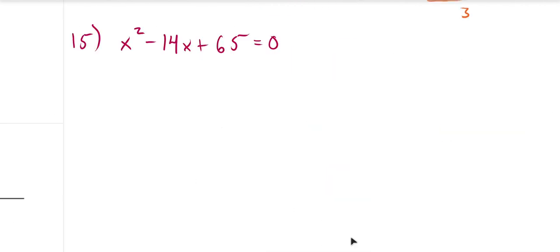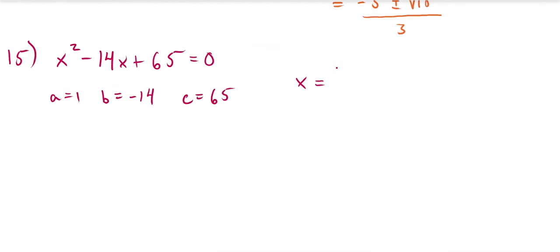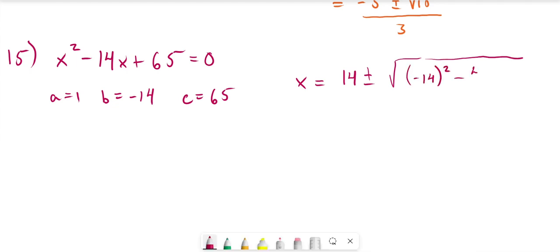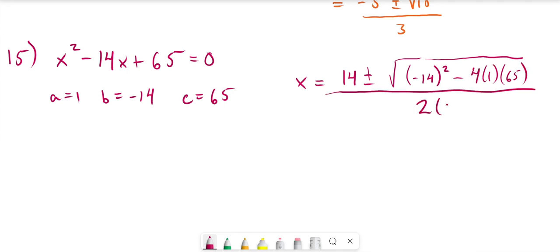For number 15, we want to repeat this process. It's set equal to 0, so we identify our a as 1, our b as minus 14, and our c as 65. Plugging these into the quadratic formula, we get positive 14 plus and minus the square root of negative 14 squared minus 4 times 1 times 65 over 2 times 1.